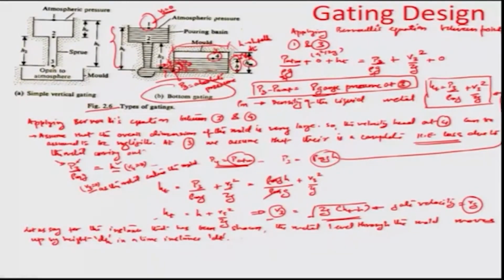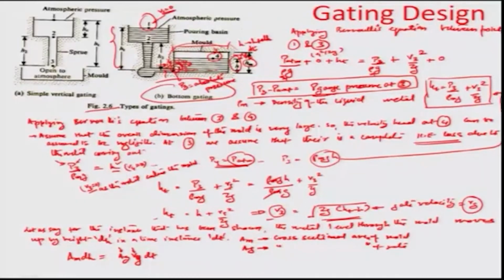Let A_m be the cross sectional area of the mold, and A_g be the cross sectional area of gate. So, you have now that A_m times dh, that is the area of the mold times dh, equals A_g times V_g times dt. Okay. So, V_g is the gate velocity, A_g is the gate area, and dt is the time instance.